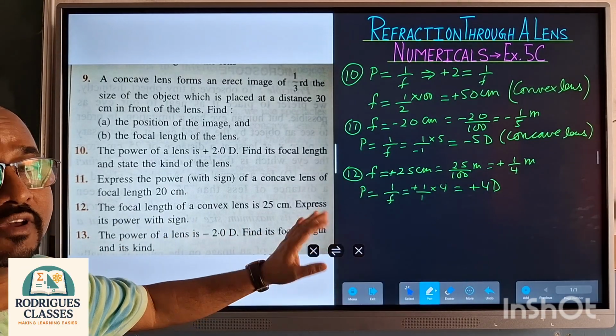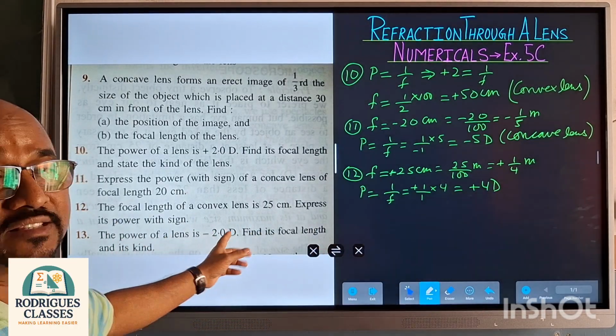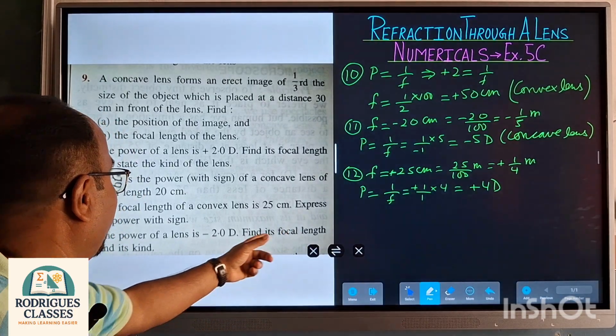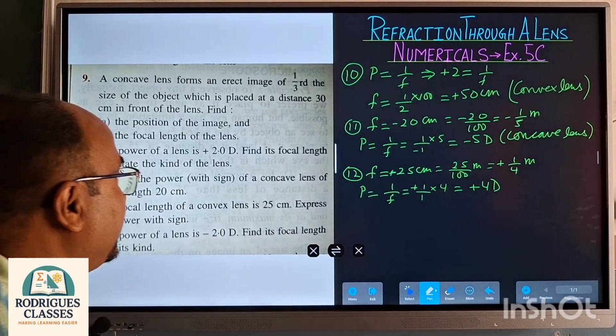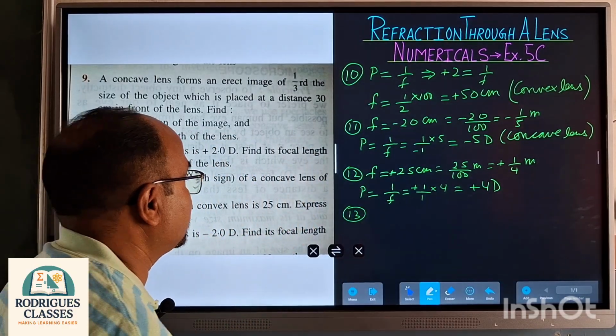The 13th one is again a very similar type of sum. Let us go to that 13th one. The power of a lens is minus 2 diopter. Find its focal length and its kind. Okay, so power is given to us as minus 2.